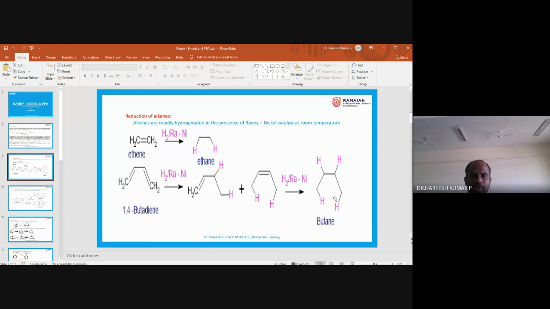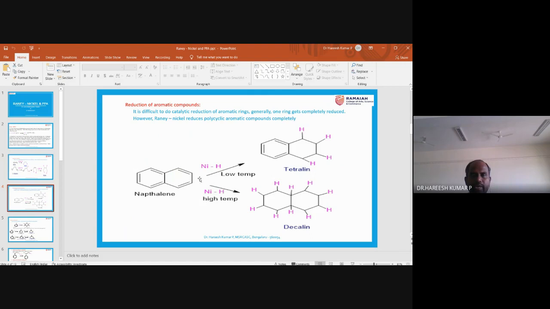So overall, what you need to remember, alkenes are readily hydrogenated. Hydrogenated means hydrogen is added to the alkene in the presence of Raney nickel catalyst, and more particularly at room temperature. Room temperature means 25 to 30 degrees, like in Bangalore. Then with this, I will take up one more application.